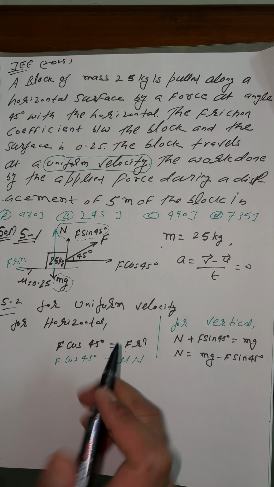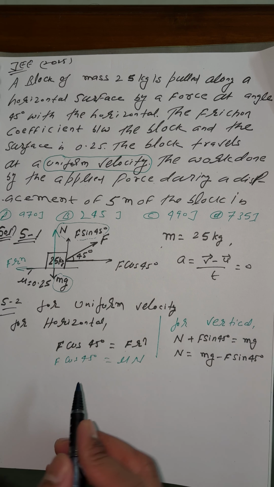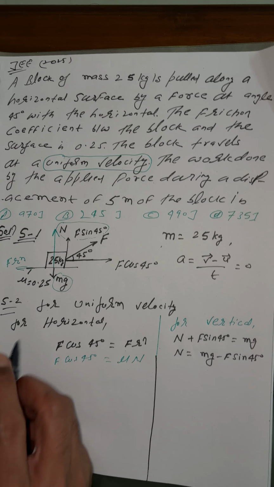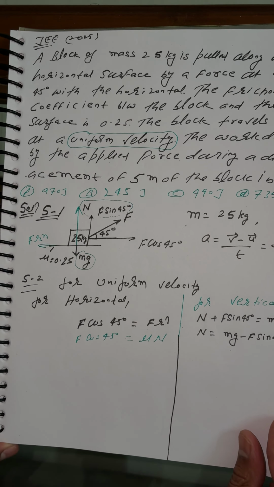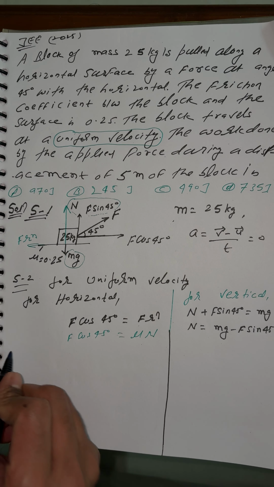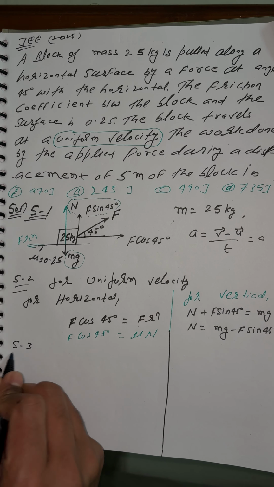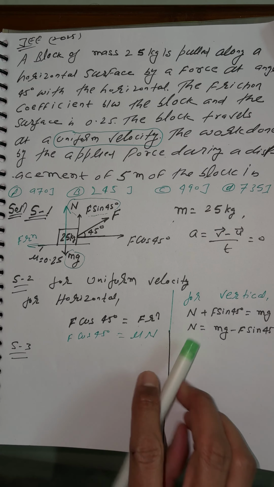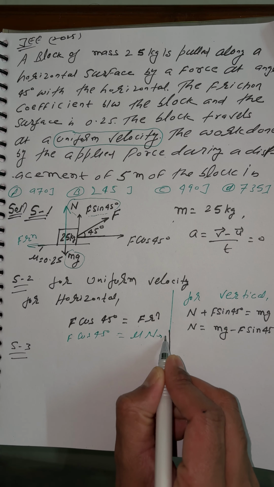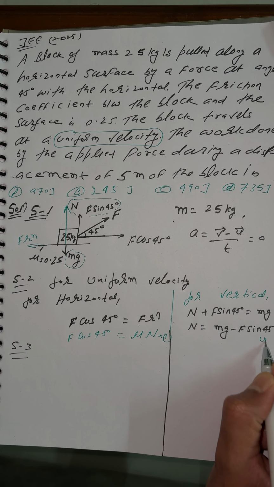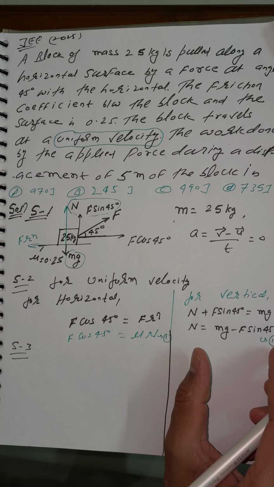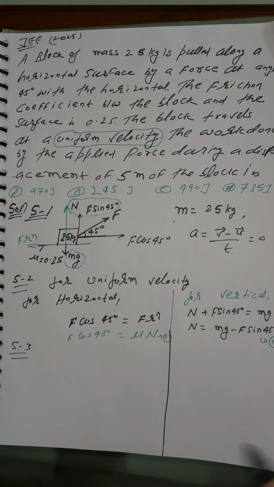Step 2 was for the uniform velocity concept which I applied. Now students, I'm going to solve further, that is step 3. Simple. I'll put this value of normal in, let us say, equation number 1. Students, you can say equation number 2. Now I'm going to put the value of equation 2 in equation number 1.